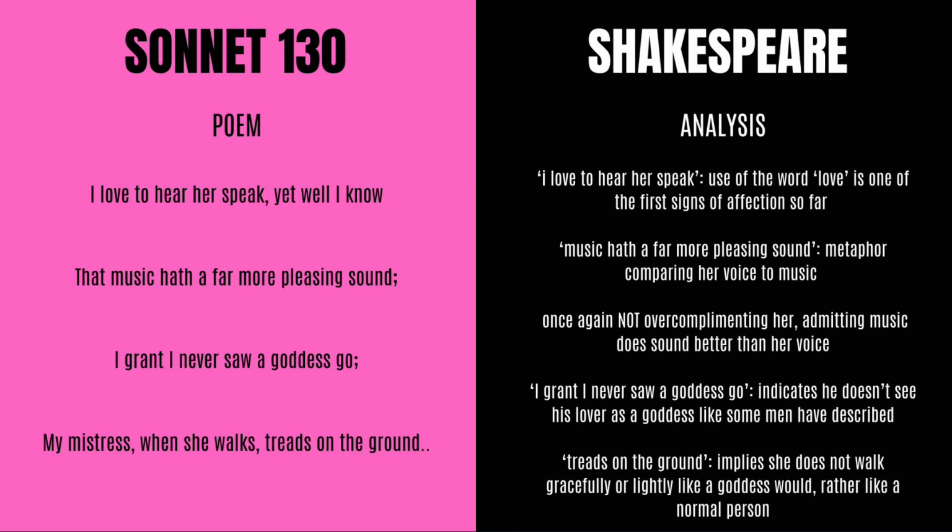Then he says, I grant I never saw a goddess go. This indicates that he doesn't see his lover as a goddess, like so many of these poets have described their lovers. And he says, my mistress, when she walks, treads on the ground.